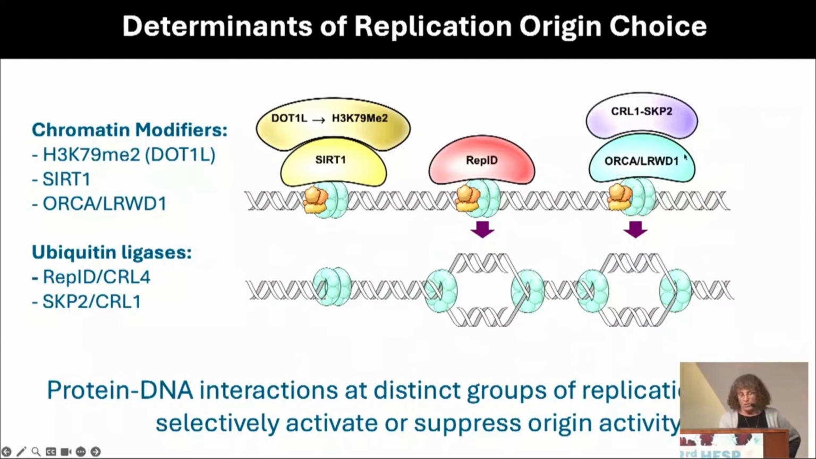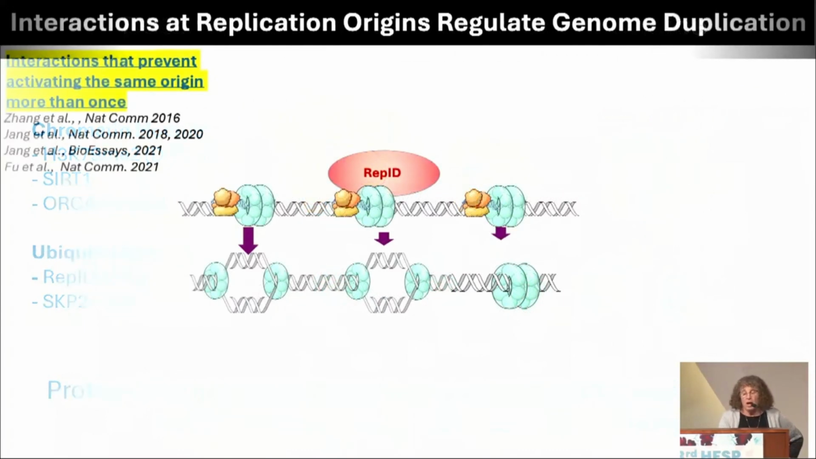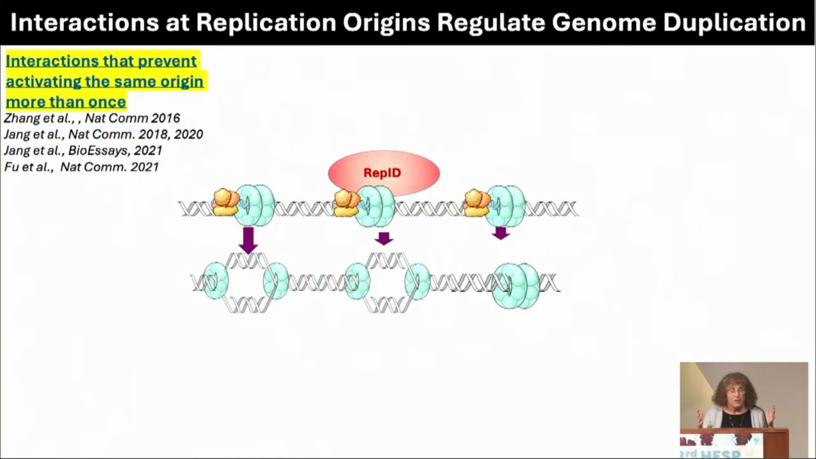And we find several. Those are depicted here. I would like to share three types of DNA-protein interactions at replication origins that regulate genome duplication that we are most excited about right now. The first type is interactions that prevent activating the same origins more than once. These are mediated by proteins such as the one depicted here, RepID.